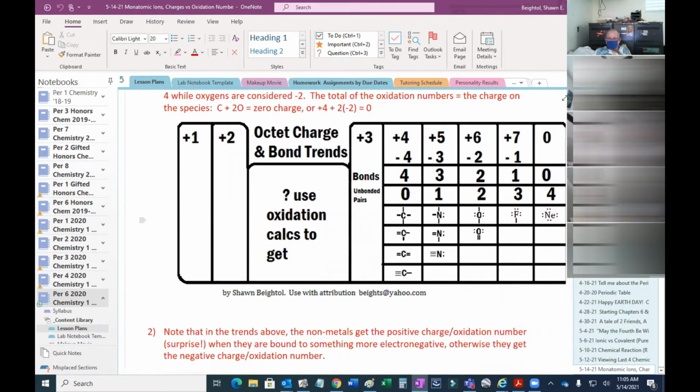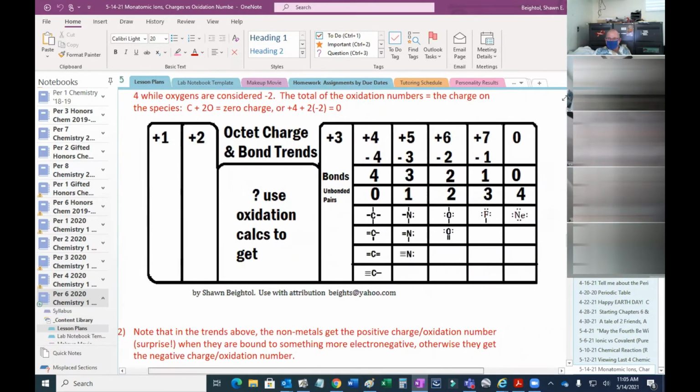Now, this periodic table, I think I invented it. Not the periodic table, this periodic table. It's the periodic table of bonding. I think I invented this trend. I didn't invent the trend. I think I invented the presentation of the trend.